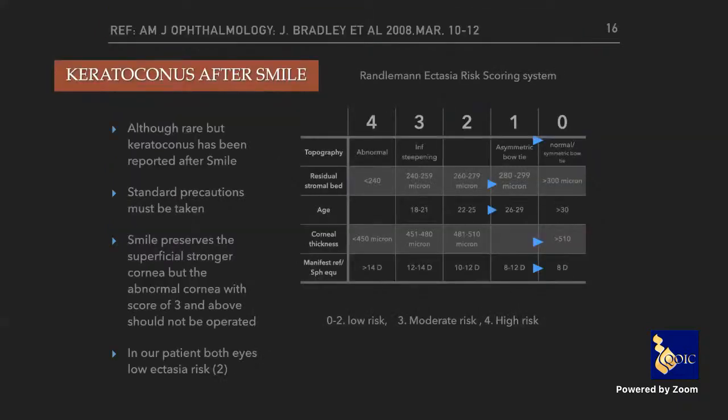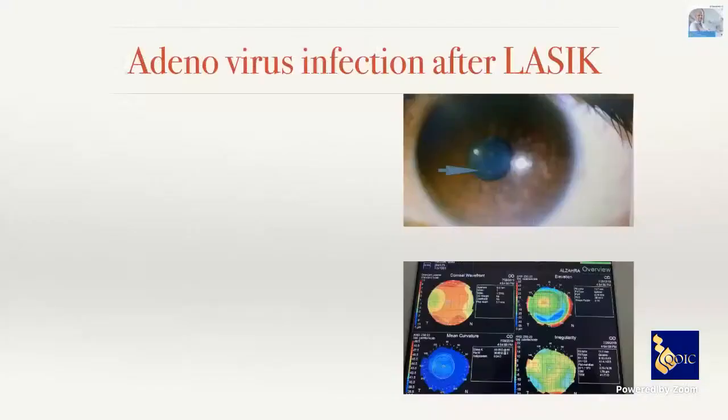His right eye, of course, remains stable. So one of the challenges today is to find keratoconus early before you do a refractive procedure. And I think the Randleman ectasia scoring is a very good guide towards that.